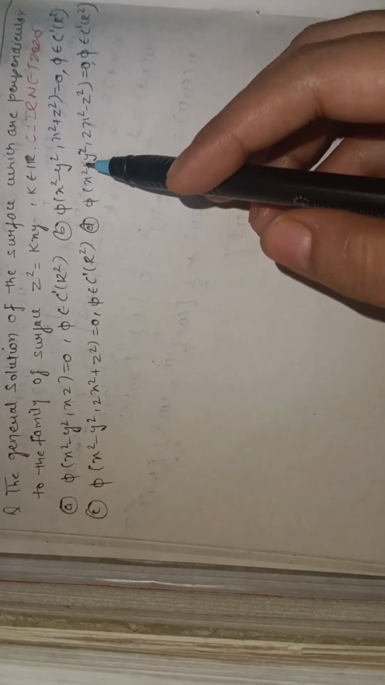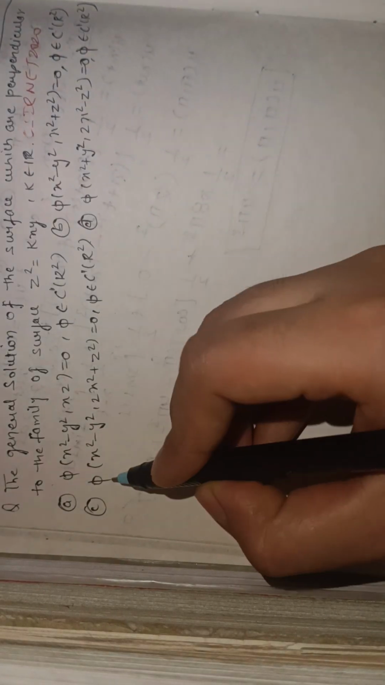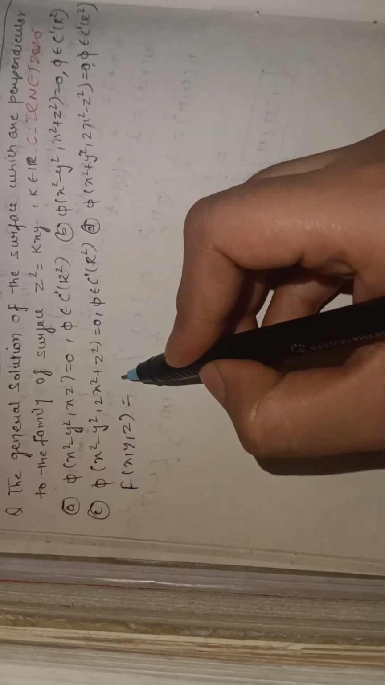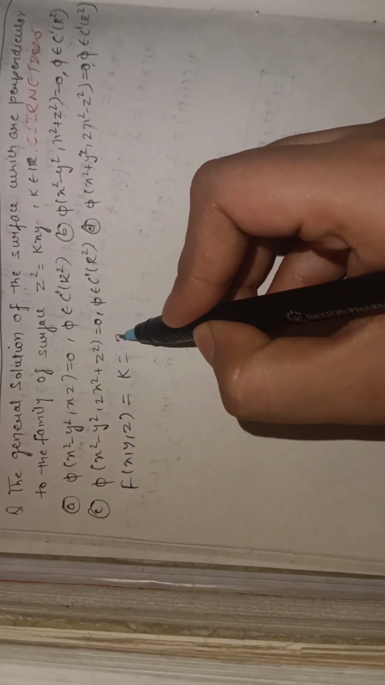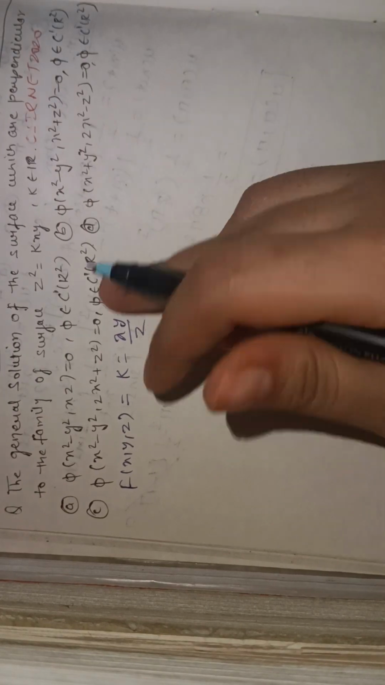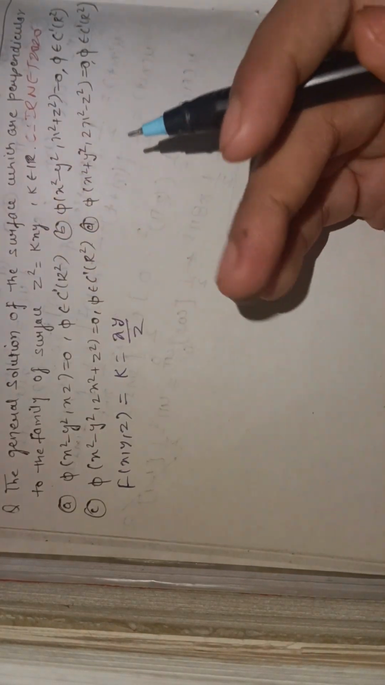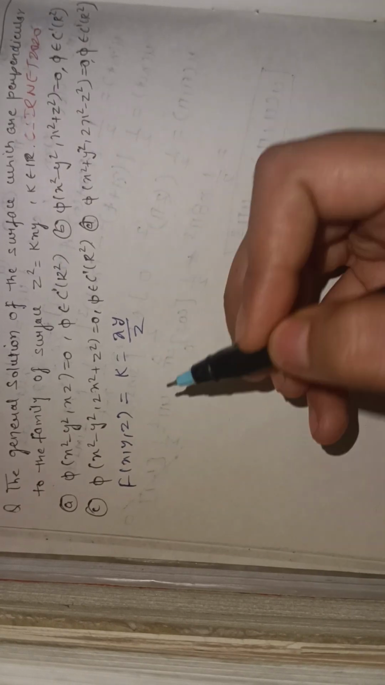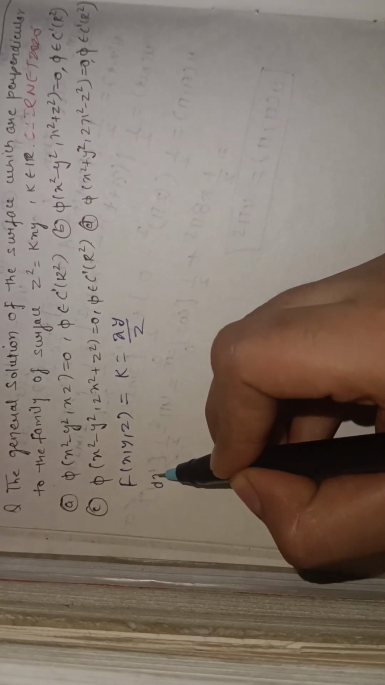So here, first we have to find the surface f(x, y, z) equals k, which is equal to z squared upon xy. This is the surface given. We have to find the orthogonal surface corresponding to this surface. So what is the orthogonal surface corresponding to this surface?